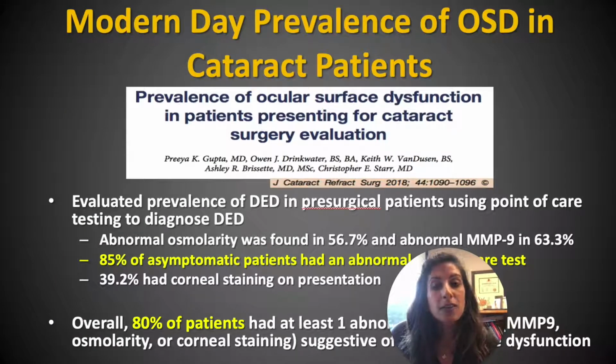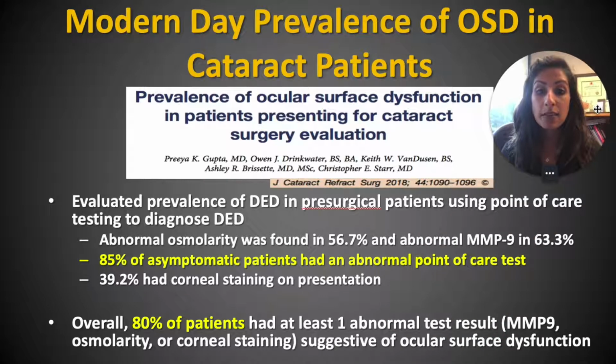Because a lot of us had noticed a high prevalence of patients with ocular surface disease in our cataract population, Dr. Chris Starr and I decided to do a study looking at the modern day prevalence of ocular surface disease in cataract patients. What we found was that 80% of the patients in our study had at least one abnormal test, which could have been MMP9 testing, osmolarity, or corneal staining, that suggested ocular surface disease. So it's actually more common that a patient in our chair presenting for cataract evaluation would have dry eye than not.